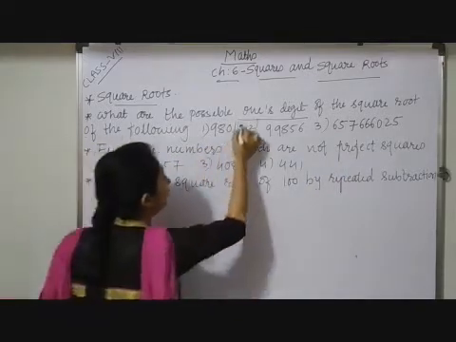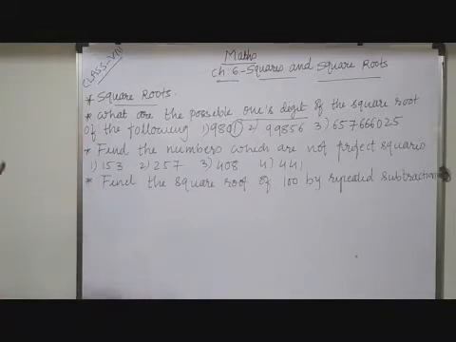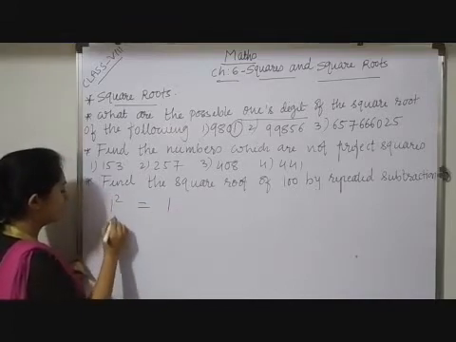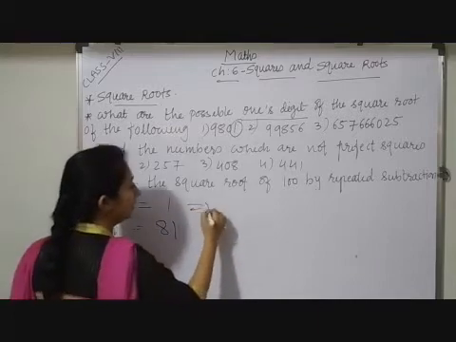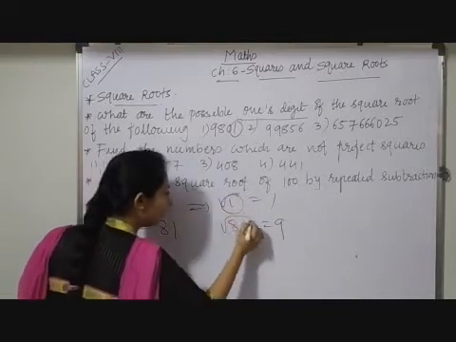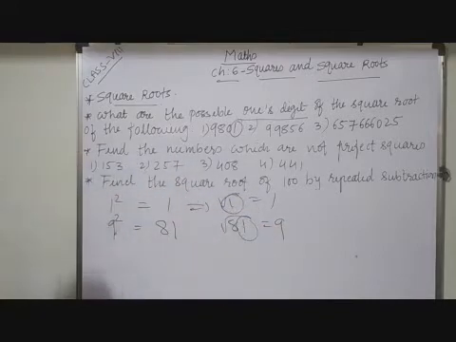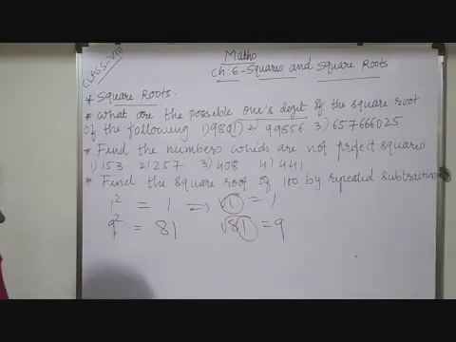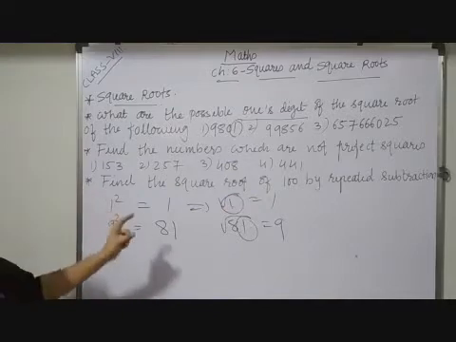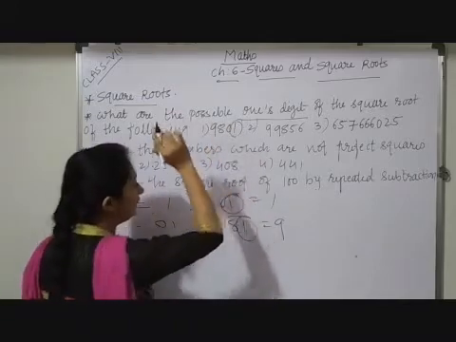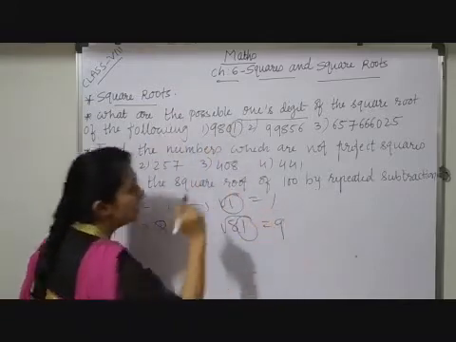Here observe, the unit digit is 1. So which number's square gives 1 at the end? We know 1 square is 1 and 9 square is 81. So root 1 is 1, and root 81 is 9. In both of these numbers the unit place is 1. So the unit digit of the root could be either 1 or 9. So you have to conclude that the possible ones digit of the square root of the given number 9801 is either 1 or 9.